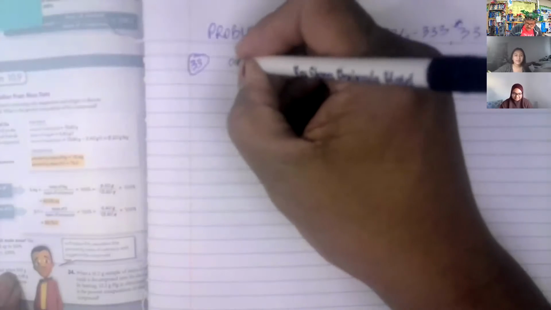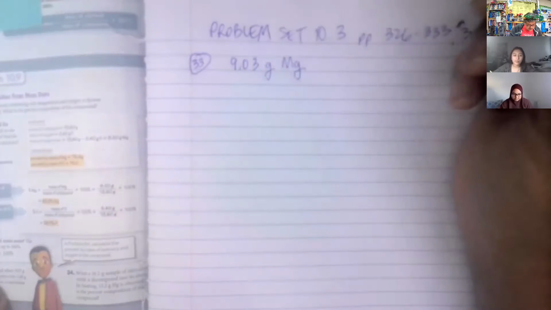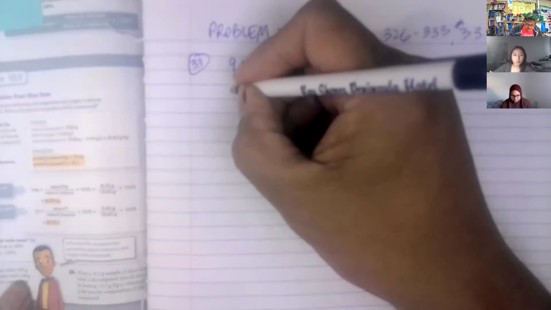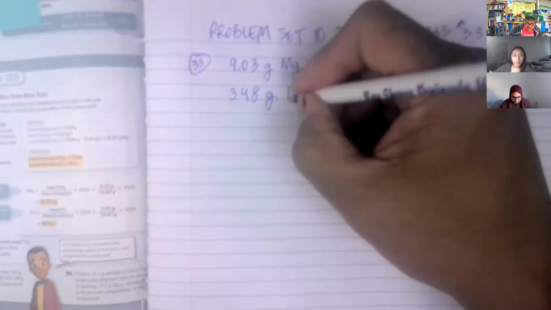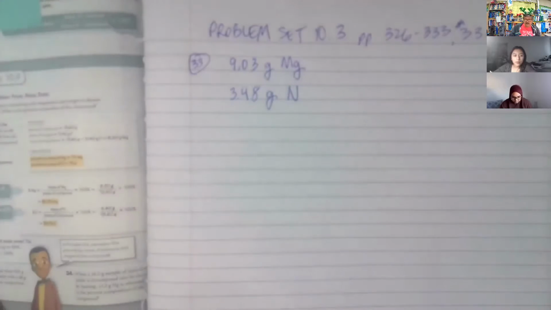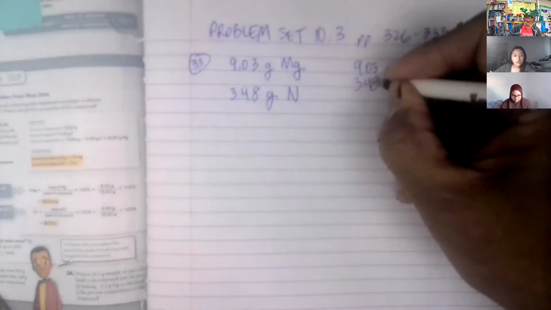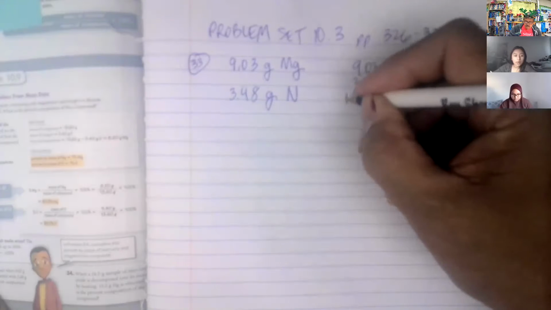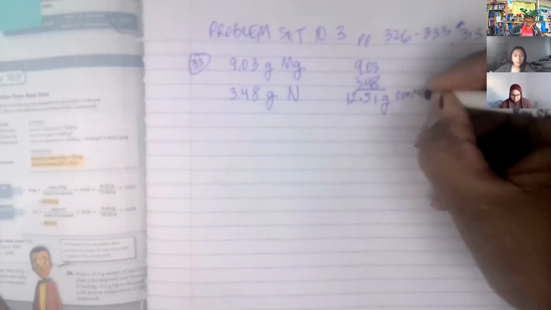9.03 grams of magnesium. And you got 3.48 grams of nitrogen. What's the percent composition of this compound? Well, look, you got 9.03 and 3.48. Add that together. 8 plus 3 is 11. Carry the 1, 5. 9 plus 3 is 12. 12.51 grams of that compound.